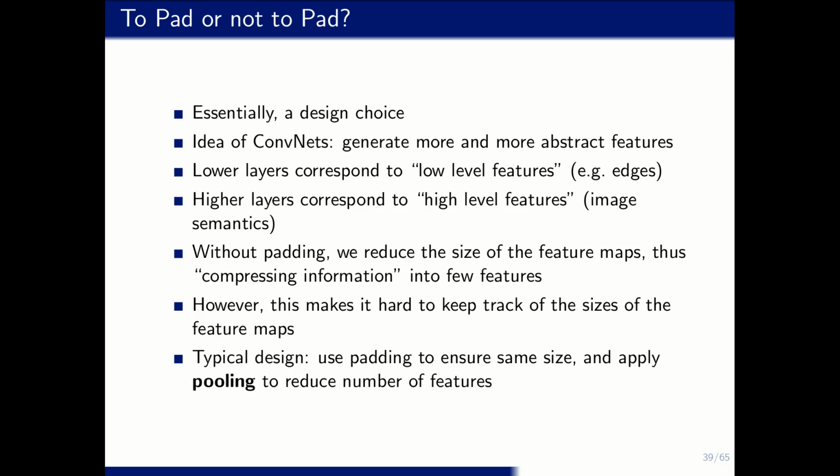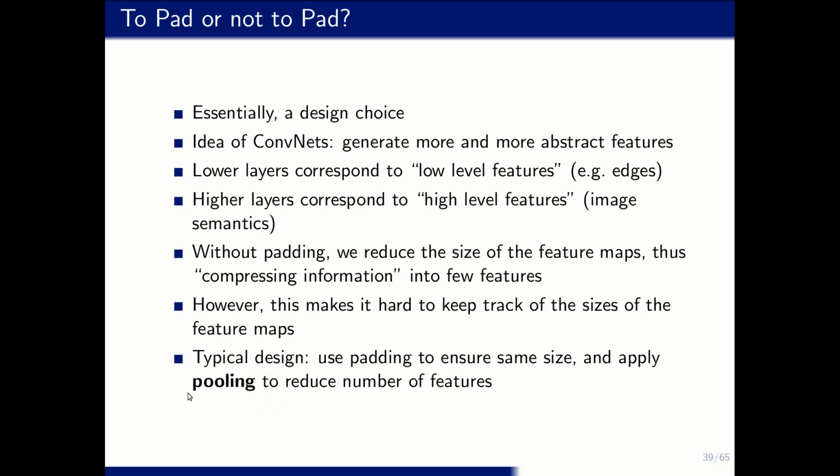On the other hand, it's really hard to keep track of all the image dimensions. If we apply different kernel sizes to different layers, then it's really hard to keep track of all these different dimensions. So the typical thing is that you do zero padding and keep the same dimensionality. However, it's still a good idea to reduce features, but what people typically do is pooling.